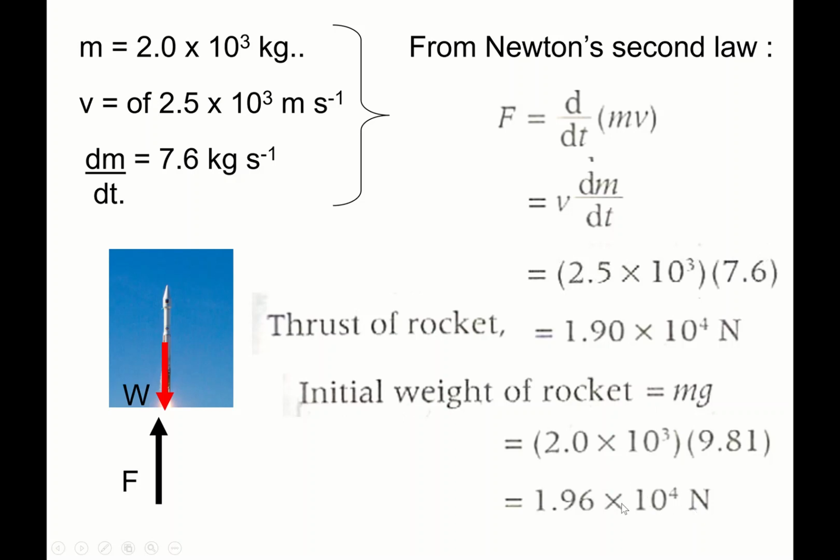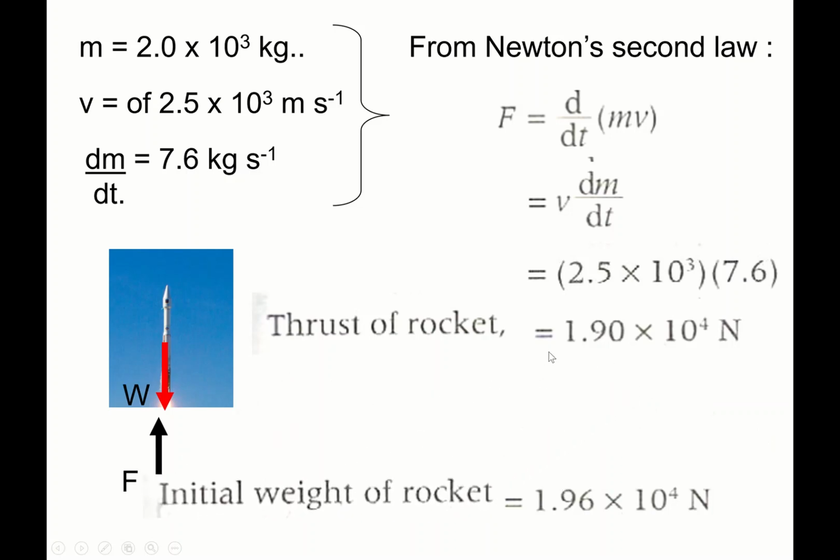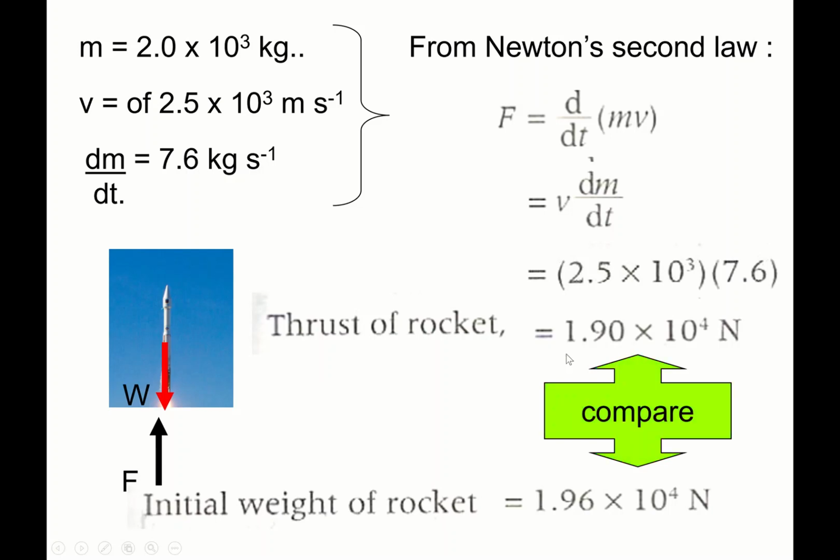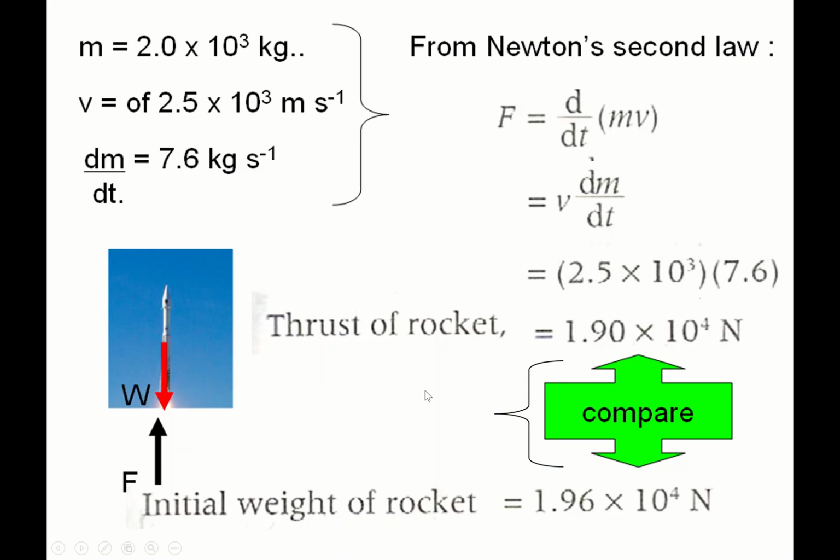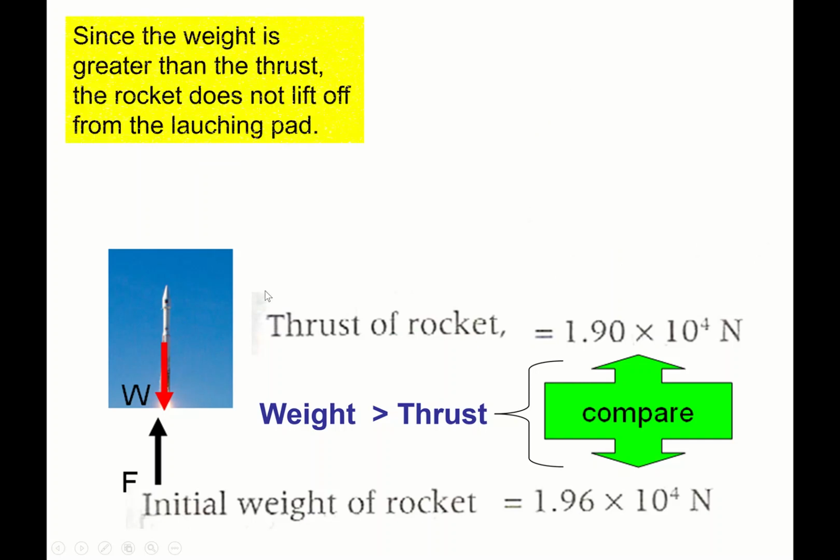So this is the initial weight of the rocket, and we compare the two forces. We find that the weight is larger than the thrust of the rocket, which means the weight is larger than the upward force. So what happened? This means the rocket cannot lift off yet at the time being. Since the weight is greater than the thrust, the rocket does not lift off from the launching pad.